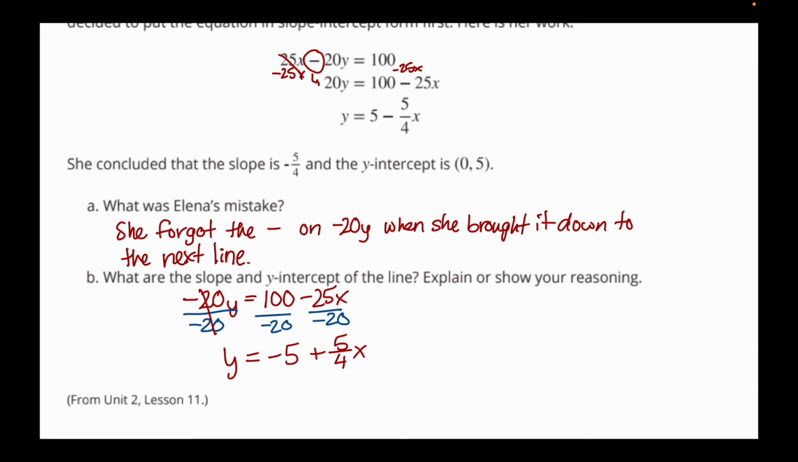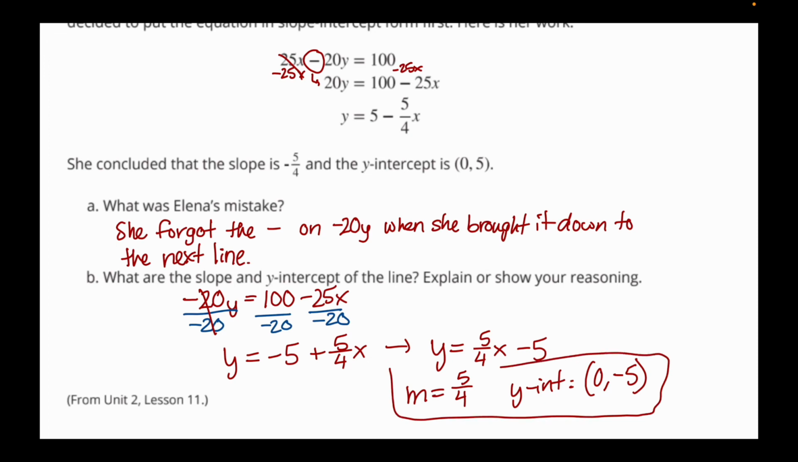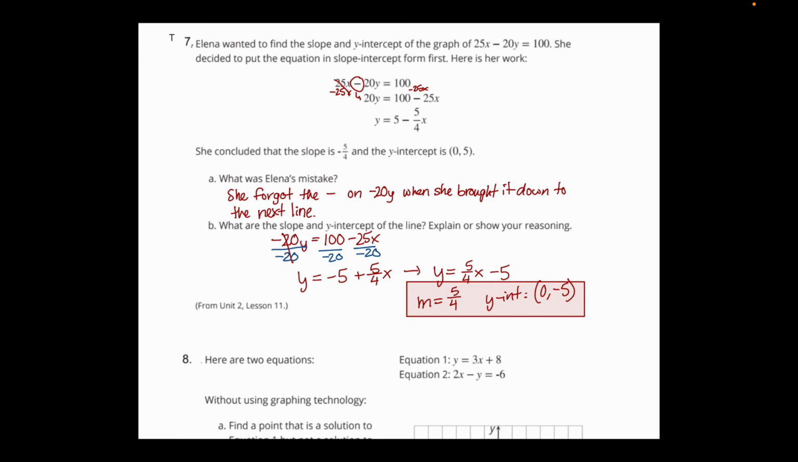x. And now normally this bothers me a little bit, so I'm just going to rewrite this as y equals, and then I'm going to put the m and x portion first. So 5/4x minus 5. So we can say slope is 5/4, and the y-intercept is -5, but I'll just write 0, -5. That is much better because it's accurate. Okay, so we found her mistake and fixed it.